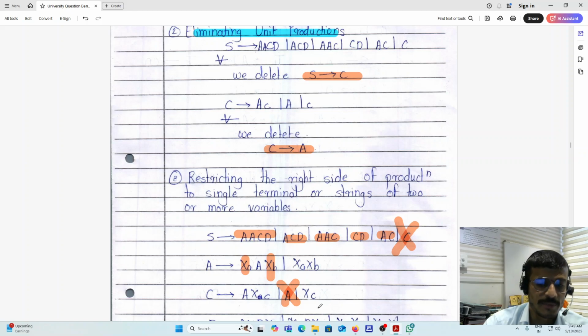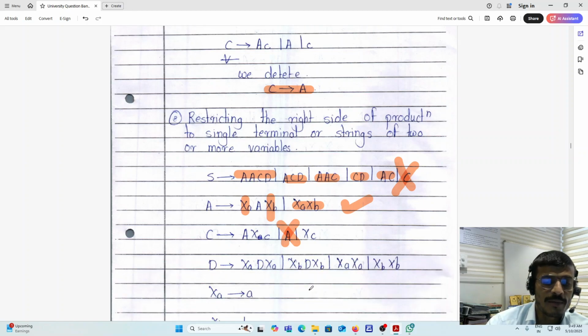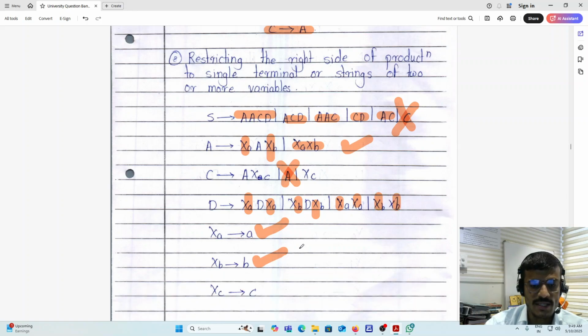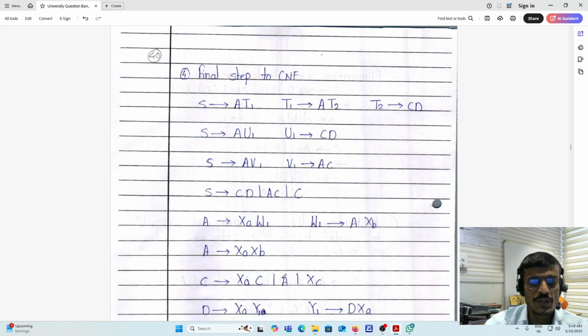So that is the first substitution. And again there was AB, which is replaced by XA XB. Likewise we have performed this. XA tends to a and XB tends to b, whatever replacement we did. Likewise in the case of D, we have taken XA D XA, XB D XB, then XA XA XB XB. And again for C we have taken XC tends to c.